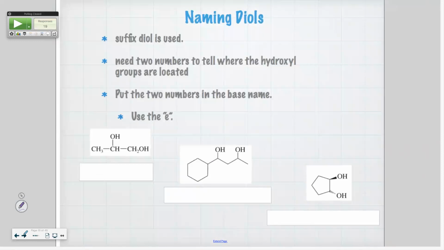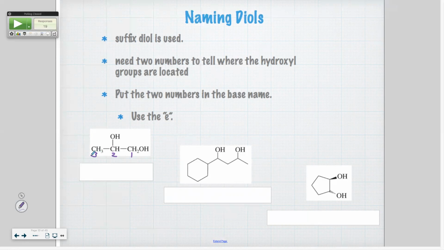Okay, what if you have more than one alcohol? All right, so you're going to use diol. Okay, you need 2 numbers to tell where the hydroxyl groups are located. You put those 2 numbers in the base name and use the E. You can put them in the front of the base name. Okay, so like this one, you're going to go 1, 2, 3. So it's going to be propane diol. Okay, and your numbers are going to be 1, 2.